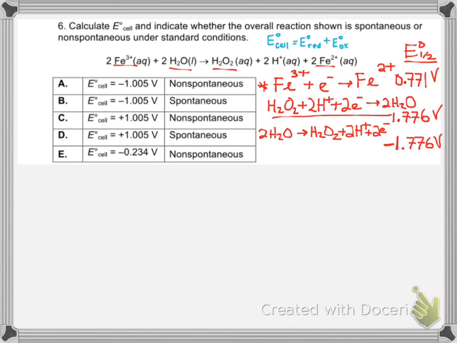Then in order to get the E standard, we just have to add together the reduction potential of what's being reduced plus the oxidation potential of what's being oxidized. When we add those two together, we'll end up getting an E standard of the cell of negative 1.005 volts. Now remember, when we're thinking about spontaneity in electrochemistry, positive voltage is spontaneous. That's why we buy positive volt batteries to do work for us. So, which of these matches up? Well, it's going to be choice A. Proper voltage and indeed a non-spontaneous reaction.